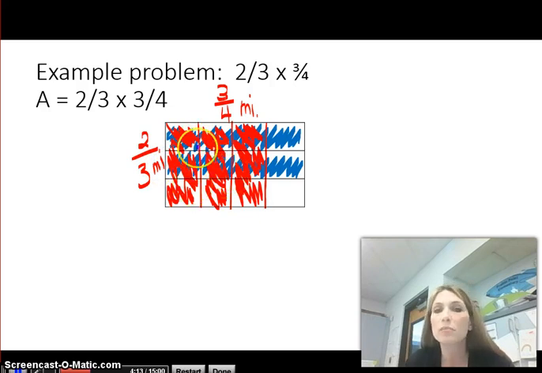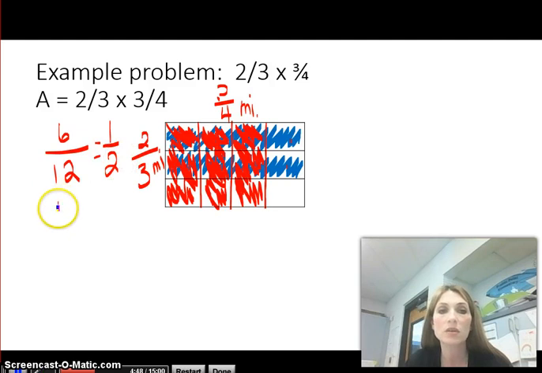All right, so now the blocks that are colored in both the red and the blue, that's going to be my answer to this problem. So if I count those, that's 1, 2, 3, 4, 5, 6 out of the total number that it's divided into, so that's 1, 2, 3, 4, 5, 6, 7, 8, 9, 10, 11, 12. That is 6/12. And 6/12 is going to equal 1/2 if I reduce that. So my answer is going to be 1/2 mile.